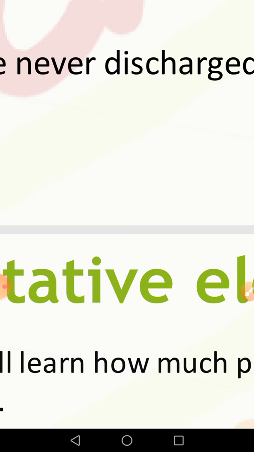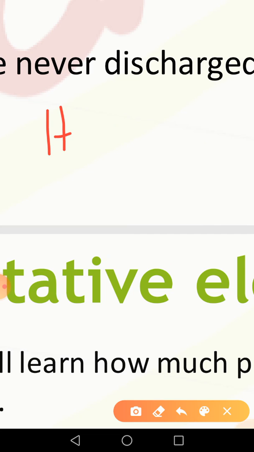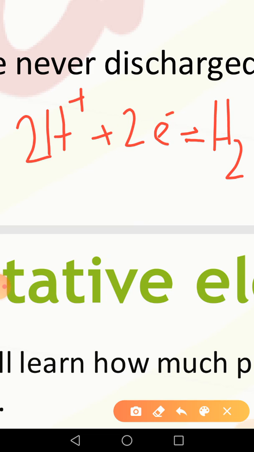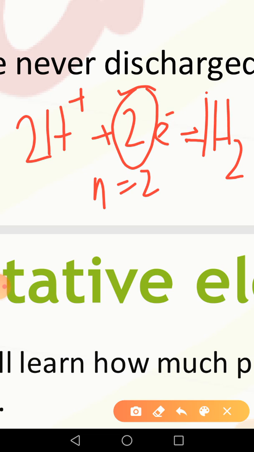Now let's look at the electrode equation of hydrogen. So 2H plus plus 2 electron minus, this would give you H2. So in the equation we have the number of moles of electrons as 2. That means n will be equal to 2, and hydrogen, the concerned substance, has got 1 mole.